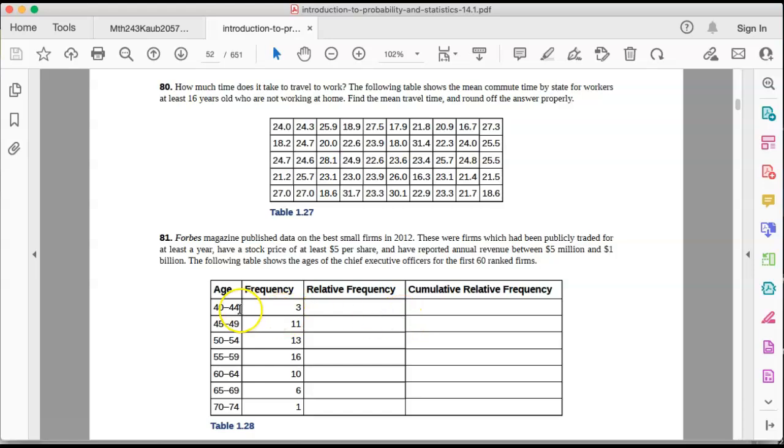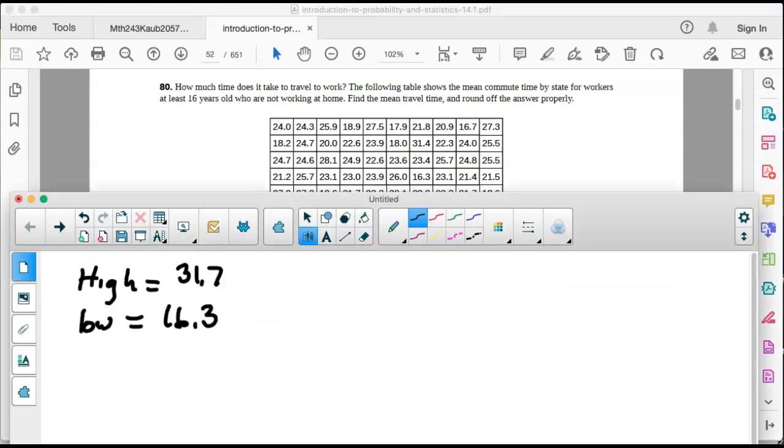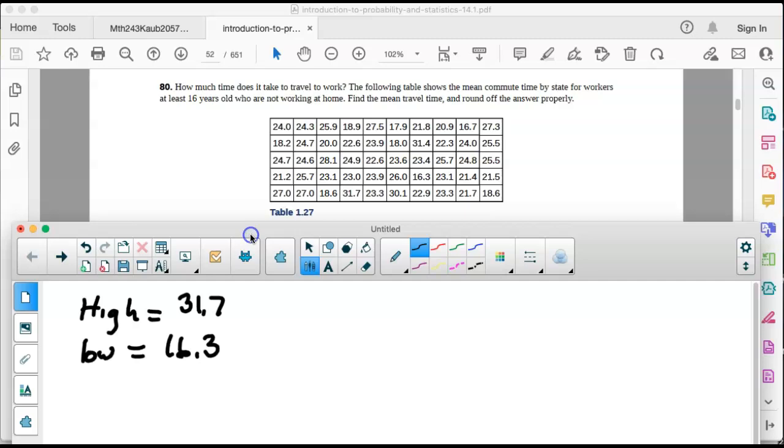First of all, to create this, we have to make these intervals. What you do to do that is go through the list and find the high number and the low number. In this one, the high number is 31.7. I went through this list and found it right here, 31.7, and I looked through the list and found the low number is 16.3. It's right here, fourth row. Also, I know that there's 10 across and 5 down: 1, 2, 3, 4, 5. So there's 50 numbers here, so 50 pieces of data.